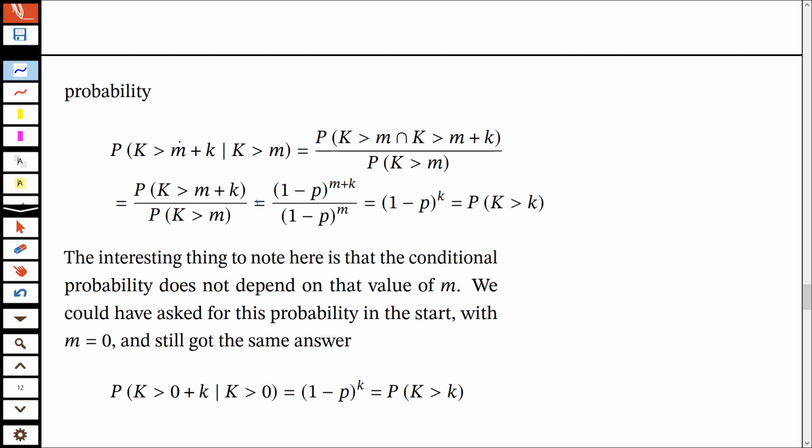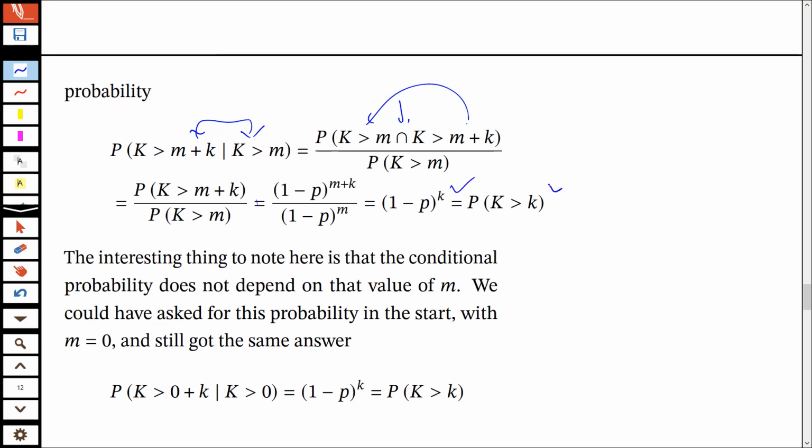This probability will be the probability of the union of the intersection of these two, and because this is a subset of that, I just take the subset to be the intersection. I apply the formula for geometric. I know k greater than m means that all the m's were failures, so you raise 1 minus p to m. Here k greater than m plus k means that all m plus k trials were failures, so now you raise 1 minus p to m plus k. The m and m will cancel out and you are left with 1 minus p raised to k.